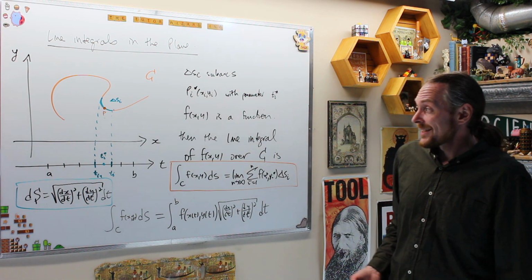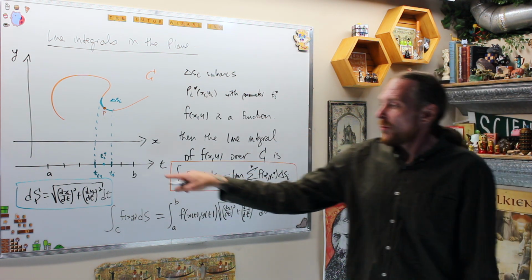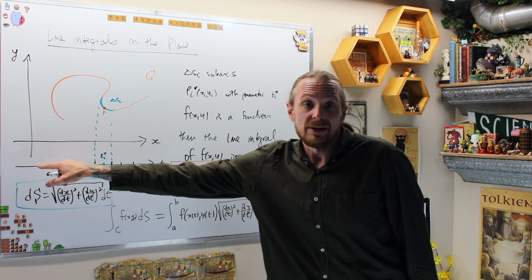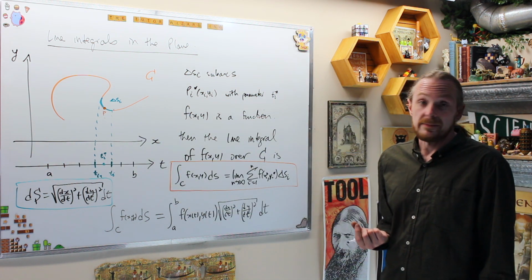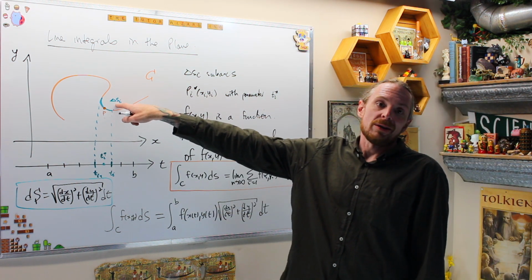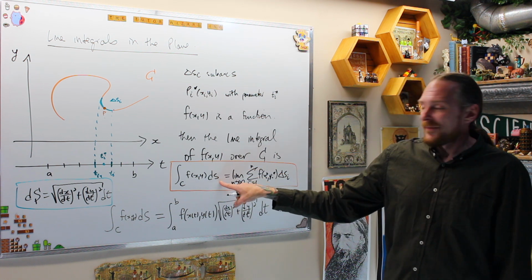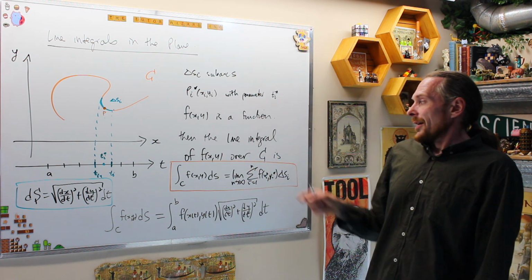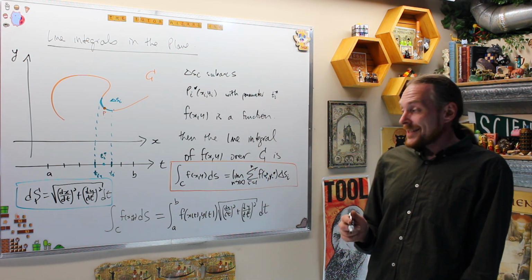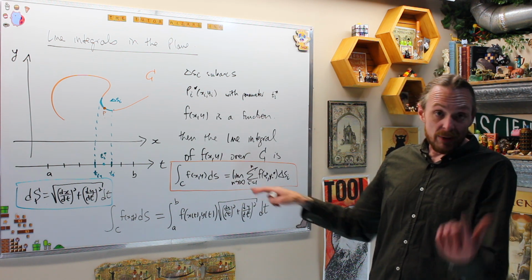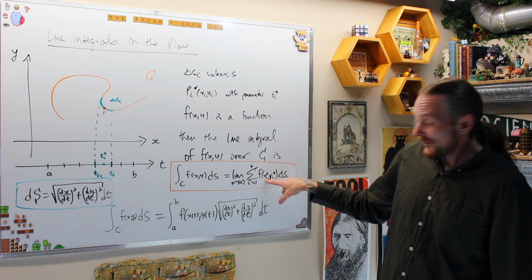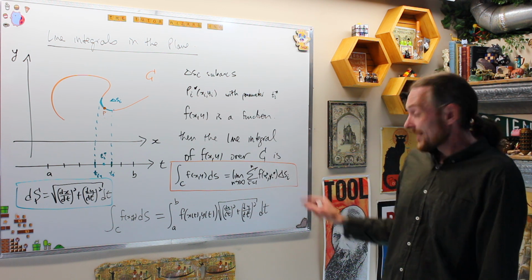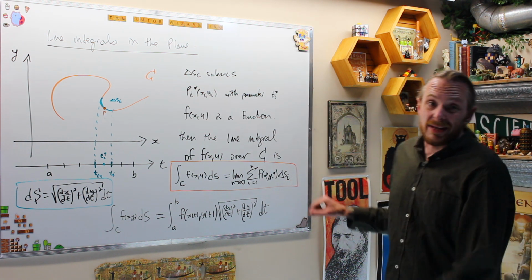Putting this all together, what does that say? We have a function of 2 variables. We chop up the parameter interval into sub-intervals. And then in each one we get a sub-arc length. Then we're going to define the line integral of f over C as this limit of Riemann sums. But the limit now is the sum of f of x_i star, y_i star times this sub-arc length.